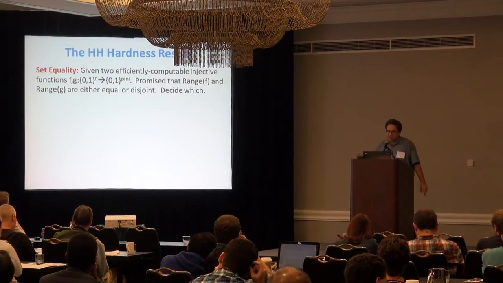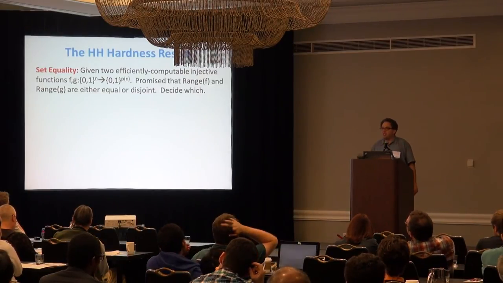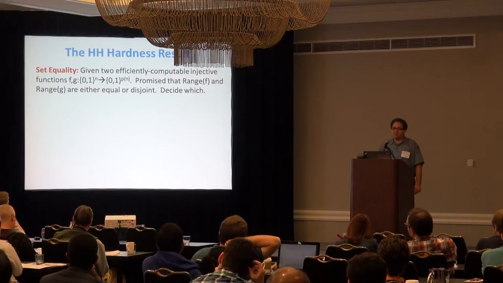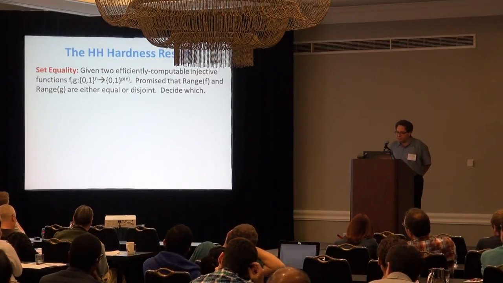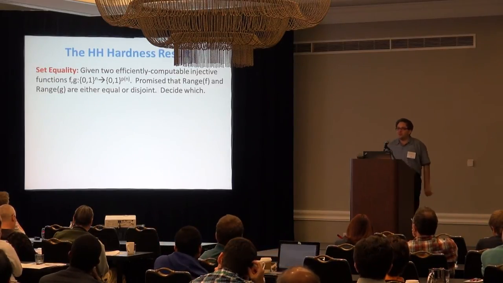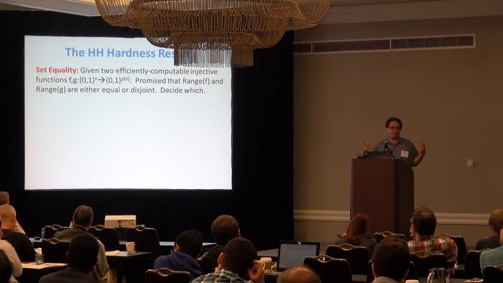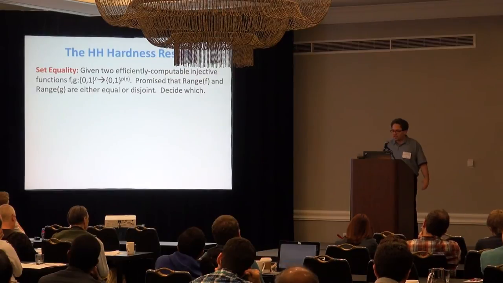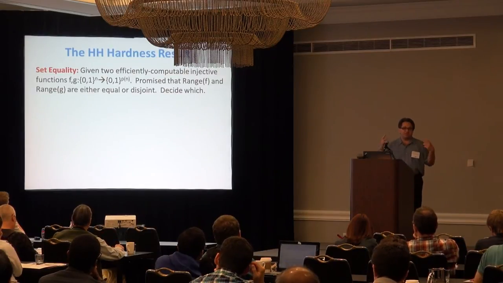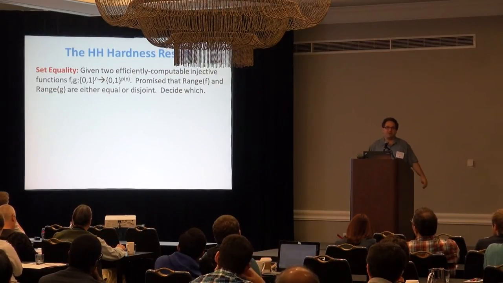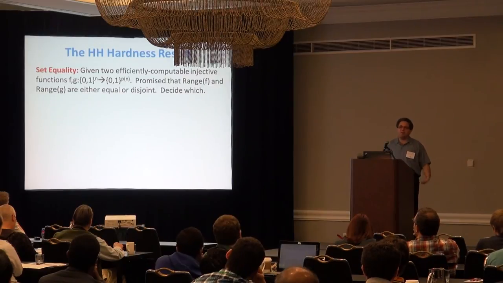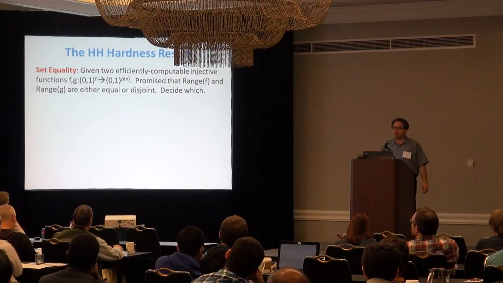You're given two functions, F and G, each of which maps n bits to some polynomial number of bits. And we're promised that the ranges of F and G are either equal or they're disjoint. The task is to decide which, with bounded probability of error. So this is a basic problem in quantum query complexity.